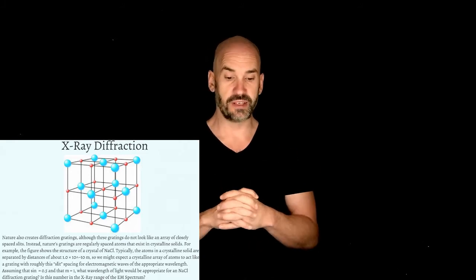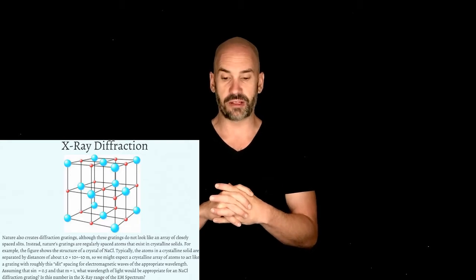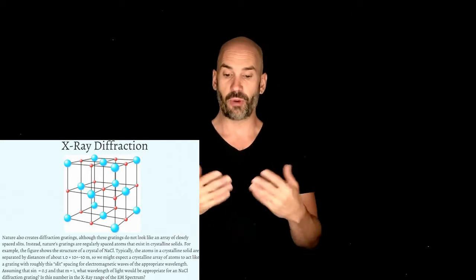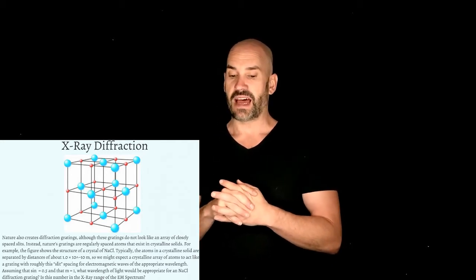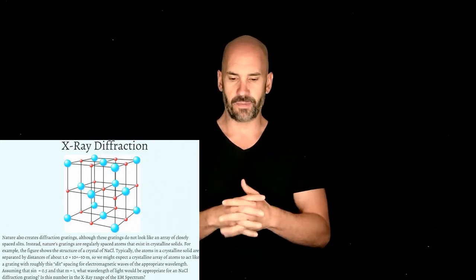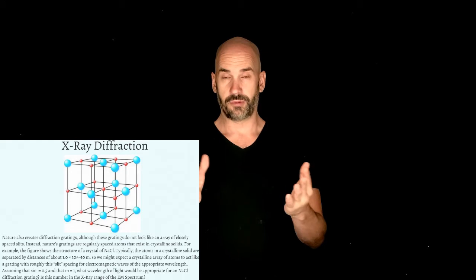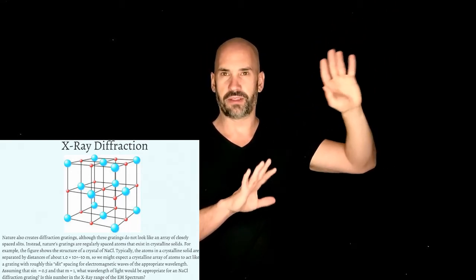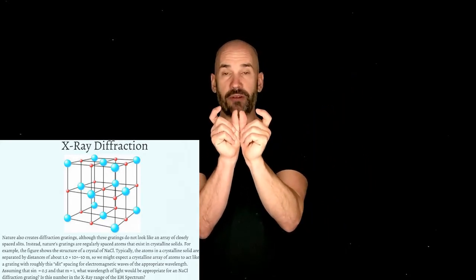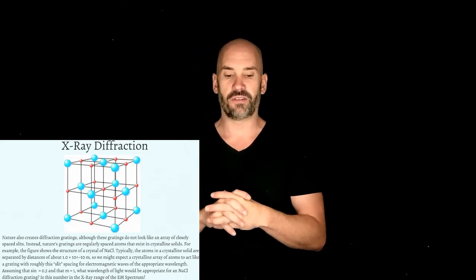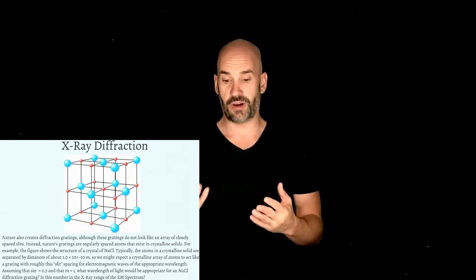So we might expect a crystalline array of atoms to act like a grating with roughly that slit spacing for electromagnetic waves of the appropriate wavelength. If you assume that sine theta is about 0.5, so we're taking it as an average value, and that m equals 1, we don't really care about the higher order fringes. We're worried about the single order fringes because you don't need too many fringes to get information about an object. What wavelength of light would be appropriate for a salt diffraction grating?